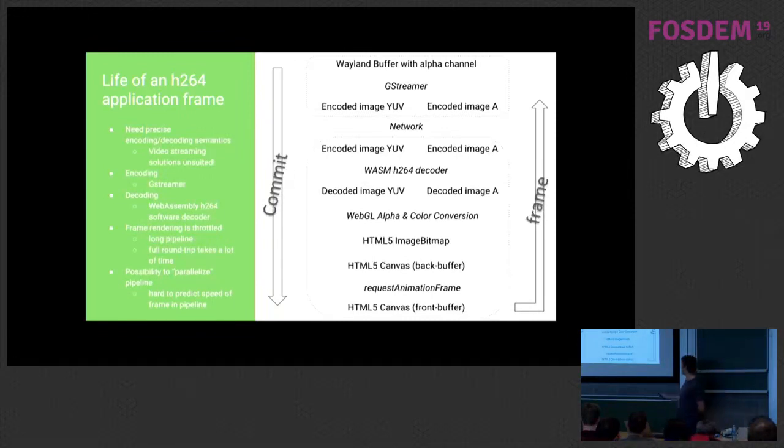So first you receive the image, both images are decoded, and then you have WebGL that does the color conversion from YUV H.264 originally to RGB, and it also translates the alpha channel using a WebGL shader to its original alpha value. It's then put into an HTML5 image bitmap, a standard browser concept. It's then written, or rather copied, to an HTML5 canvas.